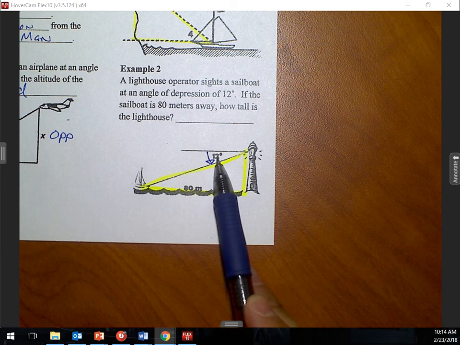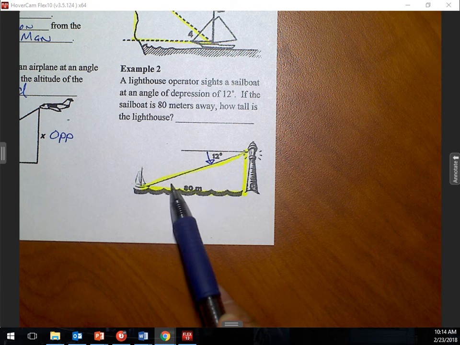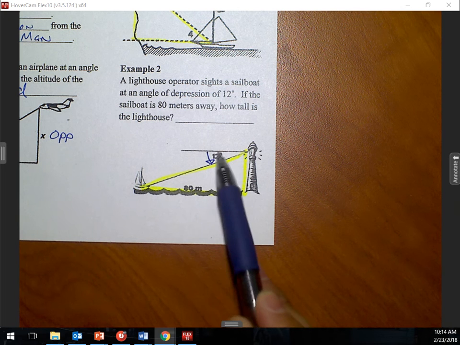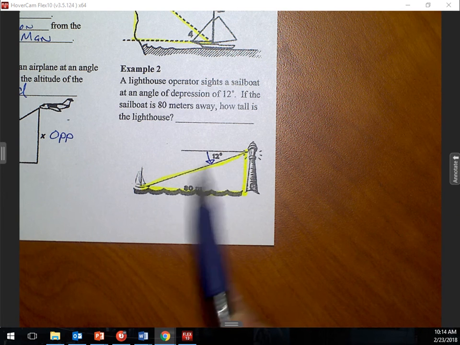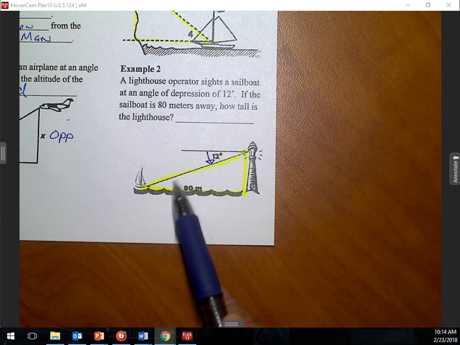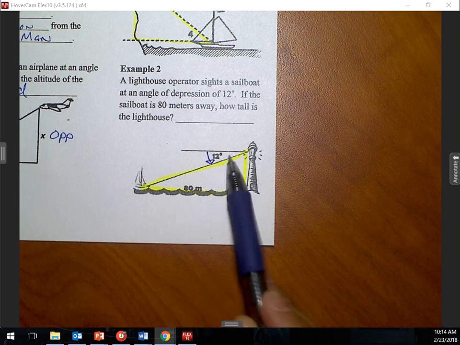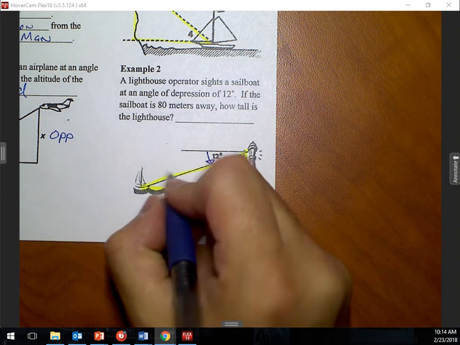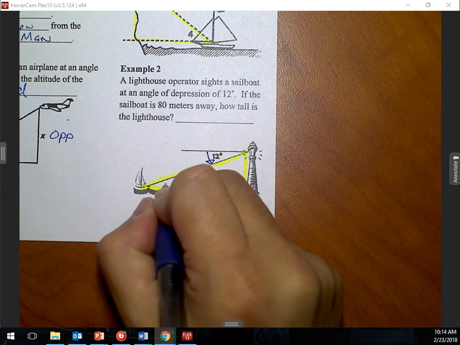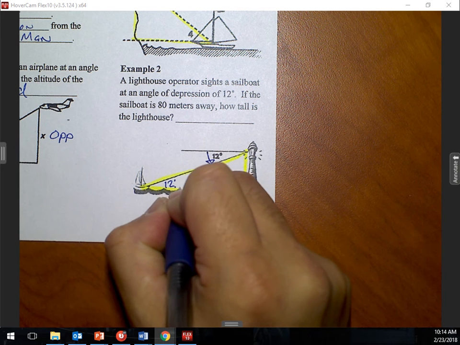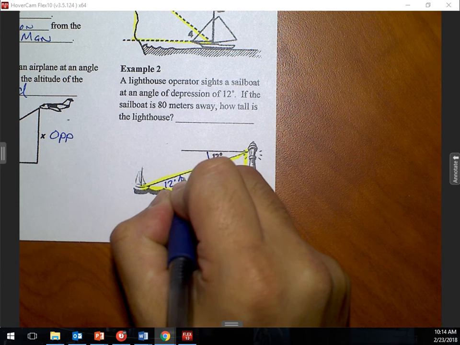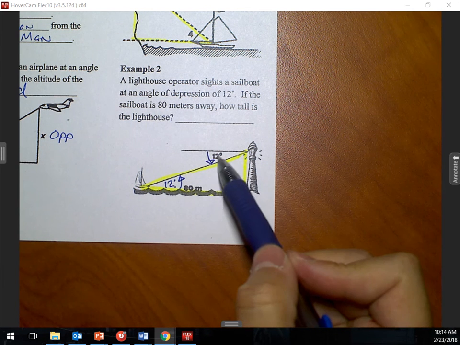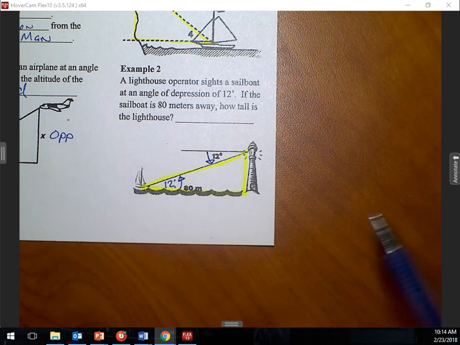Alternate interior, right? So can it be down here also? Okay, so if it's an angle of depression, it's also the same thing as the angle of elevation. So because these are alternate interior, I'm going to put a 12 right here. And this is going to help me out, because angle of depression is the same as angle of elevation.